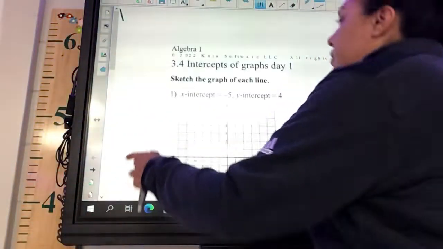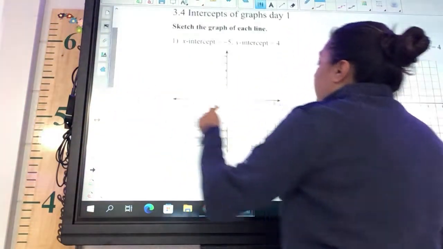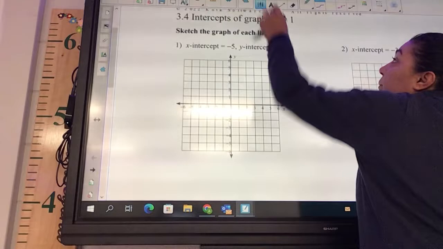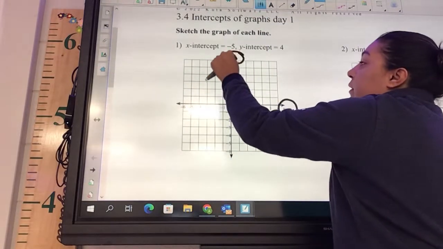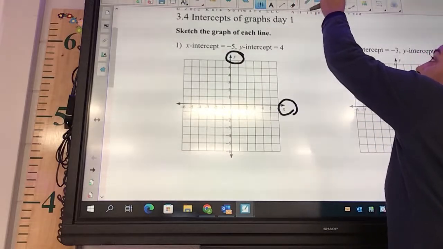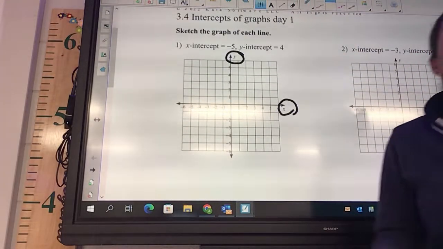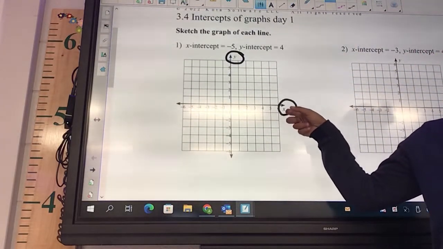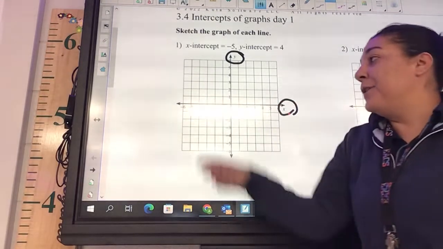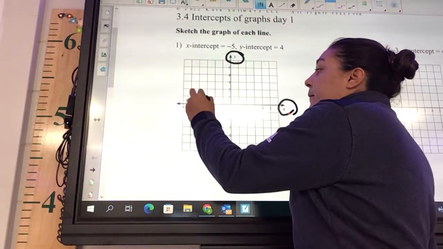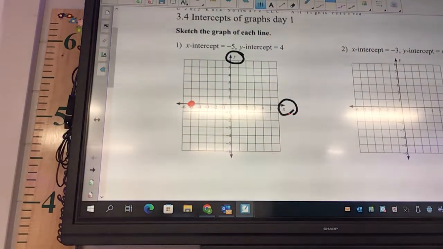Definitely, and pay attention, these are already pre-labeled. This is the X line, okay? And this is the Y line, okay? So it says the x-intercept is at -5. So go to the X line and follow it until you find -5. And when you do, then you put a dot. Okay, that is the x-intercept. It's where it crosses the X line.